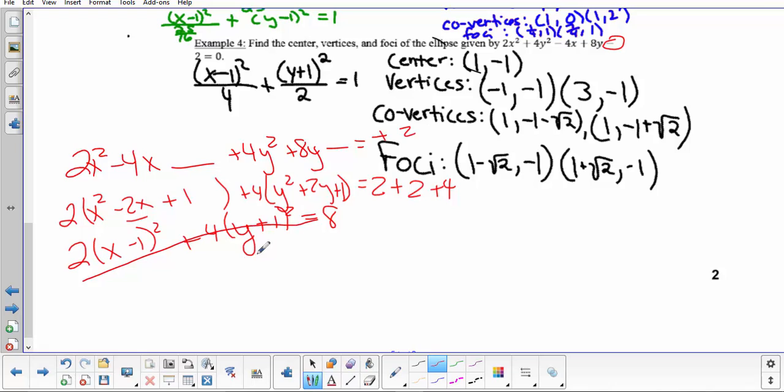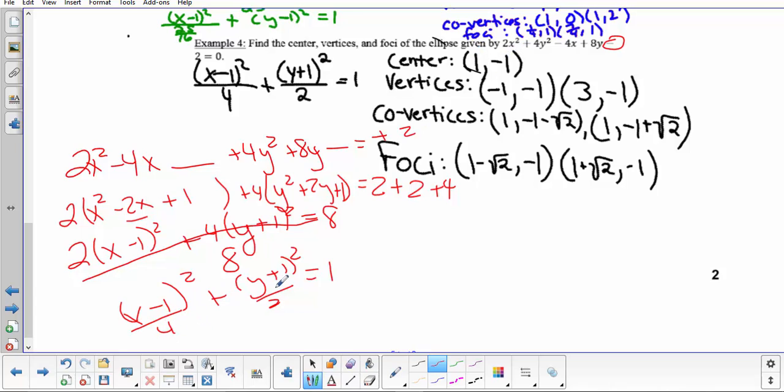Now I have to divide everything by 8, so I get x minus 1 squared over 4 plus y plus 1 squared over 2 equals 1. So now it's in standard form, so now you can see the center is 1, negative 1.